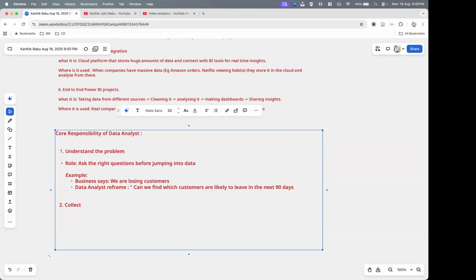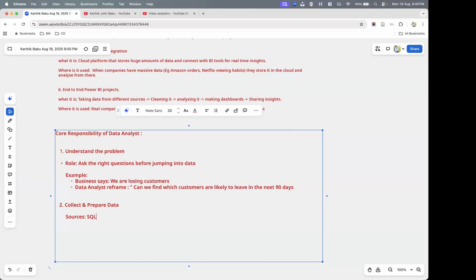The second core responsibility of the data analyst is to collect and prepare data. What is this? Imagine that data does not exist in one source, in one format, in one size, or in one place. Data exists in various formats, various sizes, and various places. So as a data analyst, our responsibility is to collect all this data together.